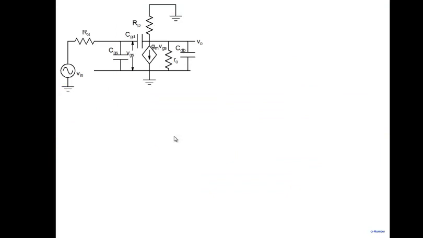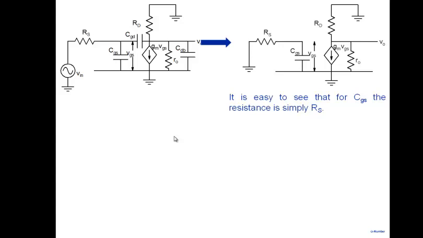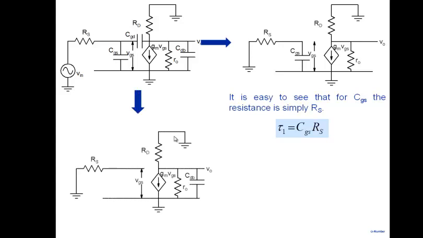The same thing you will use here. You can verify: if I use CGS as the first one, what is the resistance seen by CGS? It's RS, so CGS times RS. What is the resistance seen by CDB, drain to body? There's no source, so the current source is open, and it's simply equal to RD.